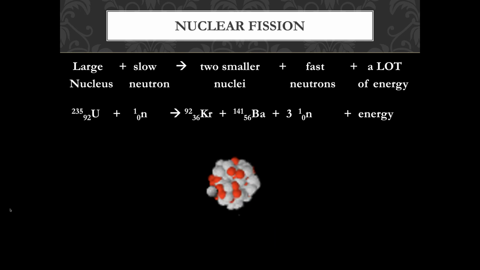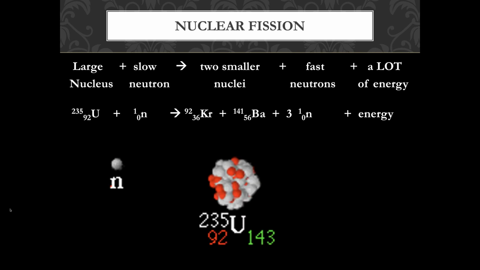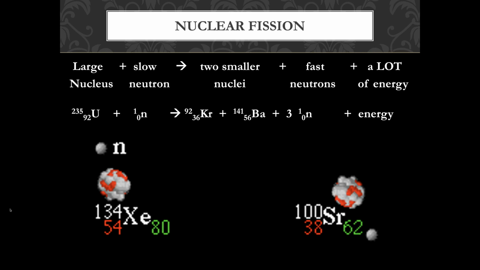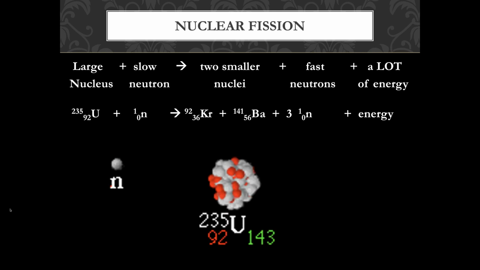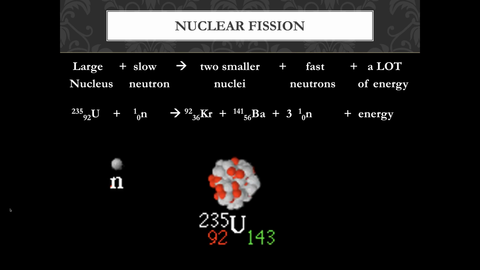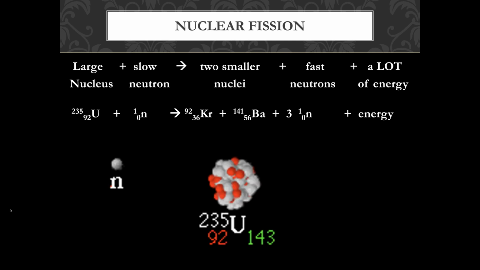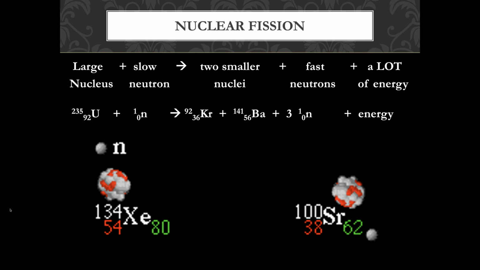So let's take a look at this particular form of extracting energy from the nucleus. We take a large nucleus, and there are not many nuclei that can do this. Uranium-235 is the only isotope of uranium that can do this. If you hit uranium-235 with a slow-moving neutron, this will split the uranium apart into two smaller nuclei.